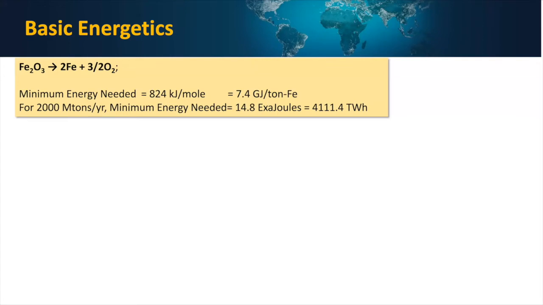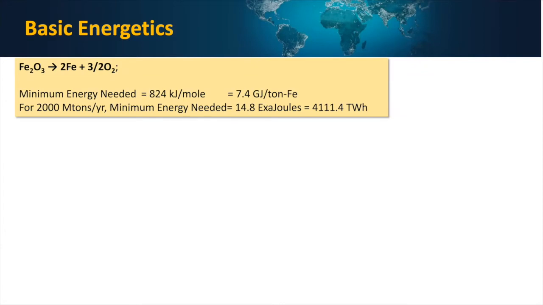So what is the minimum energy needed? It's about 824 kilojoules per mole. But at the ton scale, it's about 7.5 gigajoules per ton of iron. This is the limit, physical limit. Typically, you would need about 4 times that. And that is indeed the energy that is needed to make steel. It's about 20 gigajoules per ton.